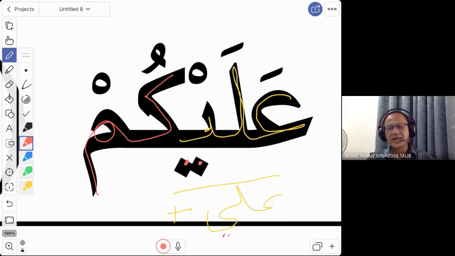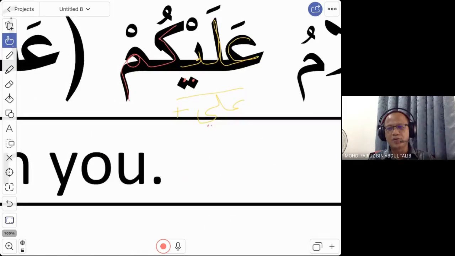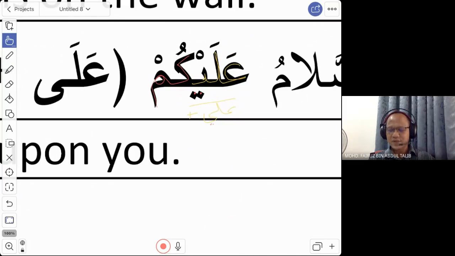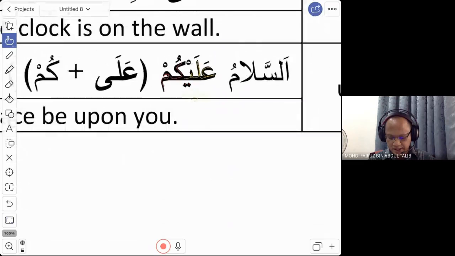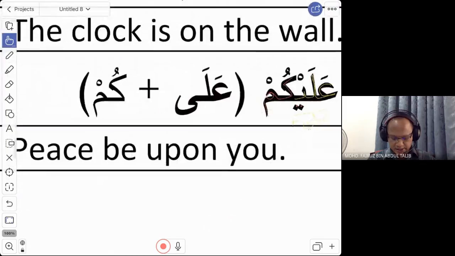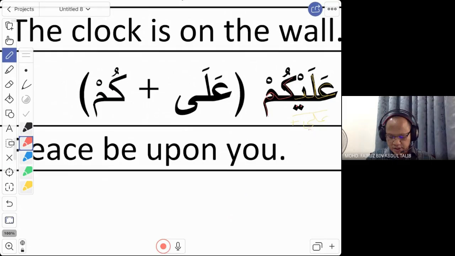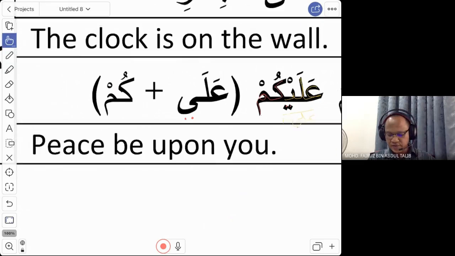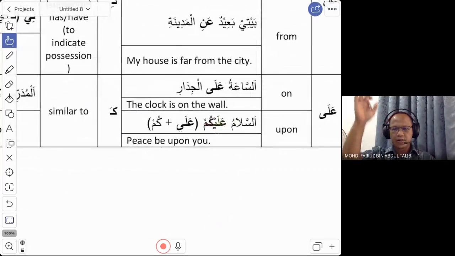So this is actually ala. And of course, the translation is normally upon, right? So assalamu alaikum, peace be upon you. This is another example of the usage of the word ala, and the meaning is upon. Here it is ala plus kum, so when you combine them it becomes alai. Here the alif changes into the ya. All right, so these are the two meanings for the word ala: on and upon. Okay, any questions about the word ala?